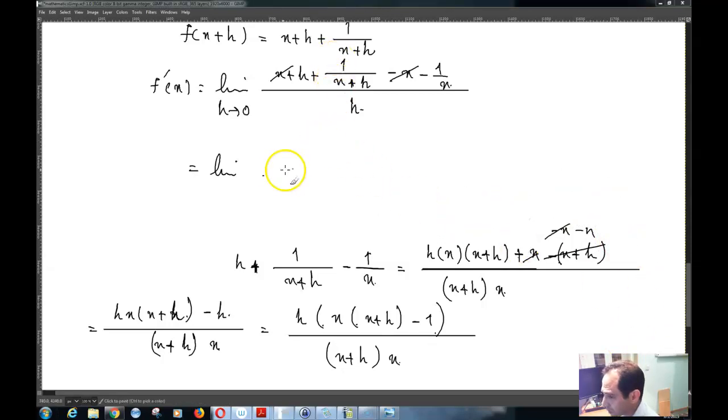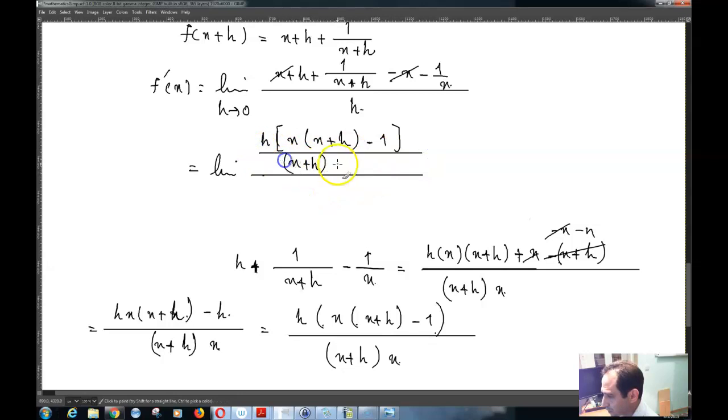then I write this as the limit of basically h times x times x plus h minus 1 over x plus h times x divided by h as h tends to 0.